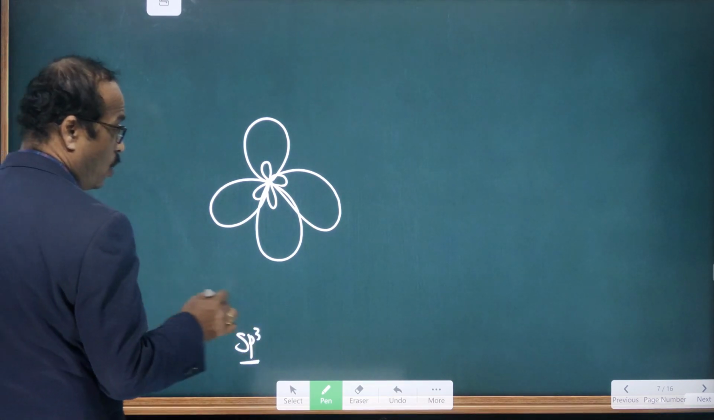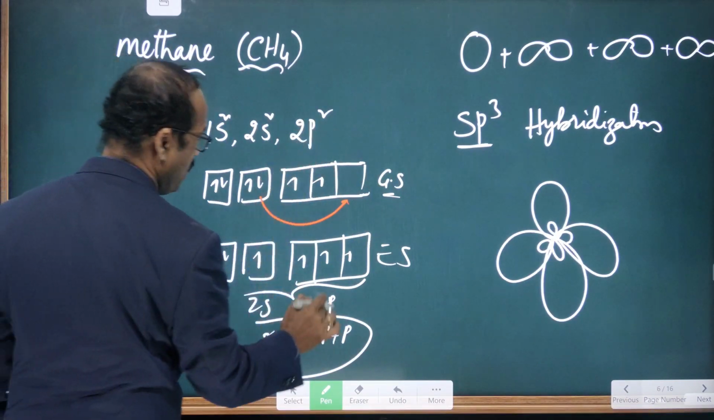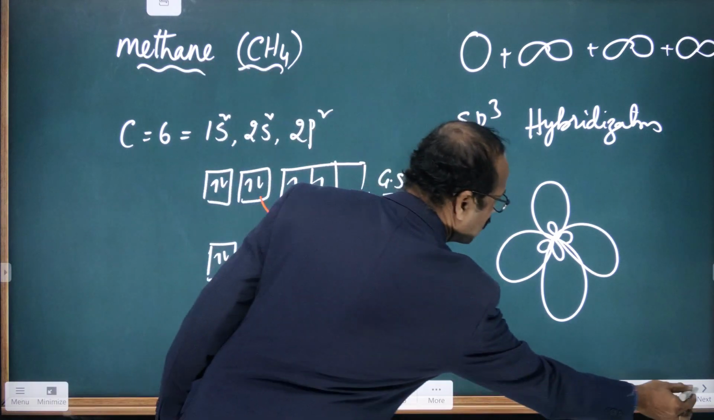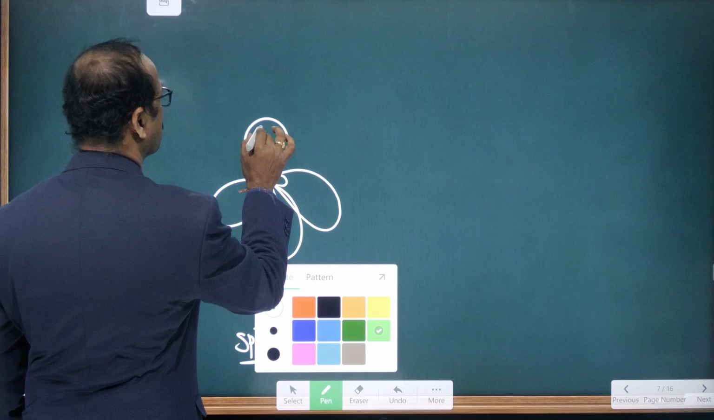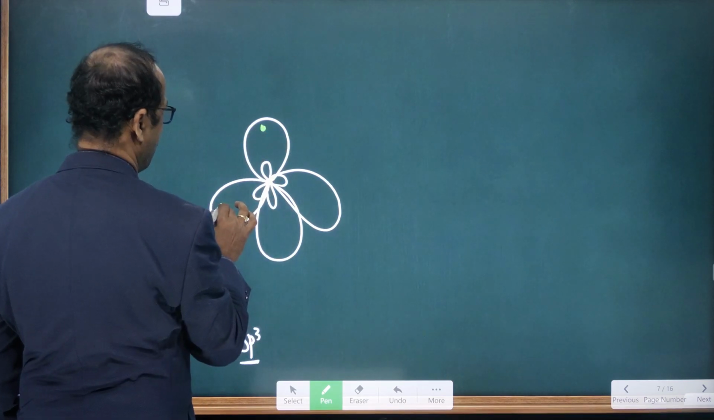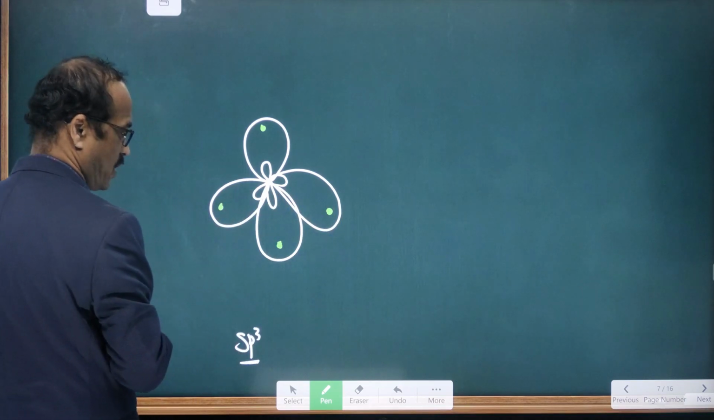Now, the methane formula is what? CH4. So carbon is done. Carbon has 4 unpaired electrons. So what do we do now? Now represent the 4 unpaired electrons. So here 1 electron, here 1 electron, here 1 electron, here 1 electron. So 4 unpaired electrons are there, right?